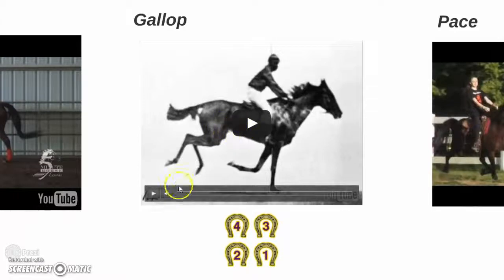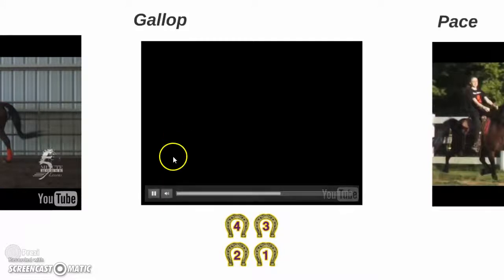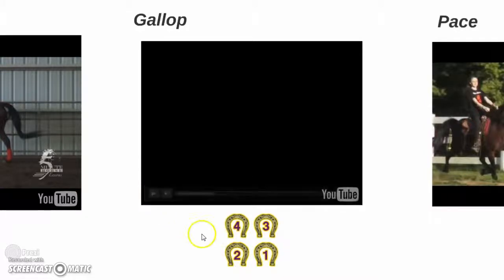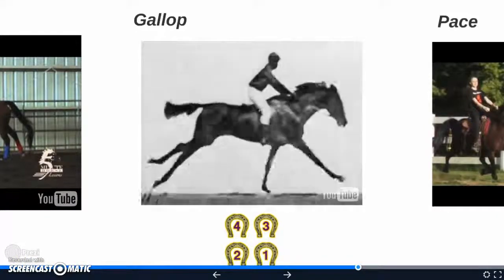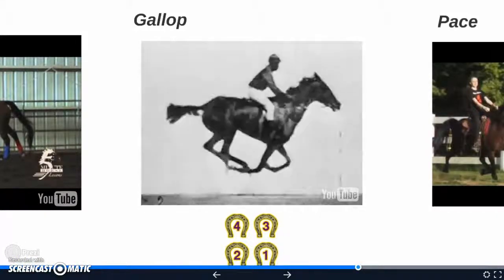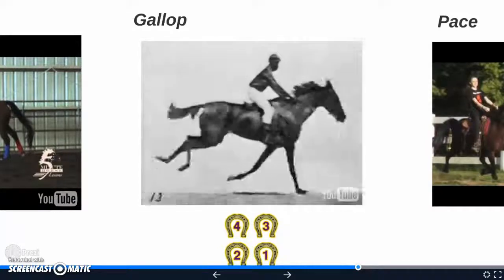All right, next we have the gallop. Gallop is also a four-beat gait in which each foot takes its own individual step. And it's not playing. All right, so now it's playing. And we can clearly see each foot taking its own individual step, followed by a suspension phase.